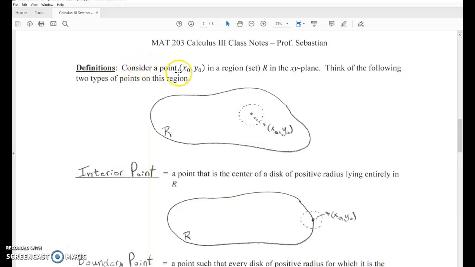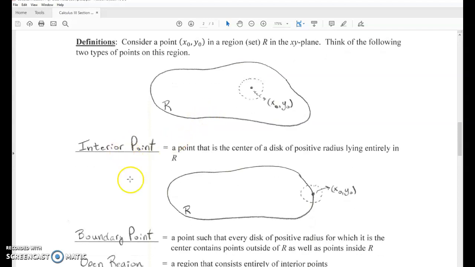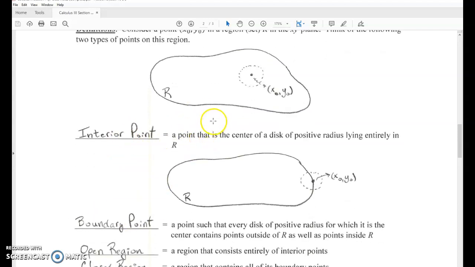We want to consider a point, x naught, y naught, in a region, some set, we're going to call it R, in the xy plane. So think of the following two types of points on this region. We have interior points and we have boundary points. The way these are defined is as follows. An interior point is a point that is the center of a disk of positive radius. So if you can draw a positive radius disk around the point, and that disk lies entirely in R.